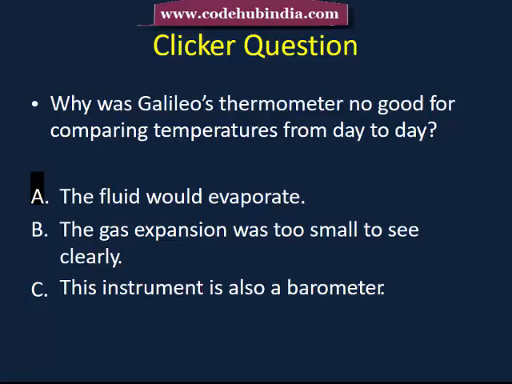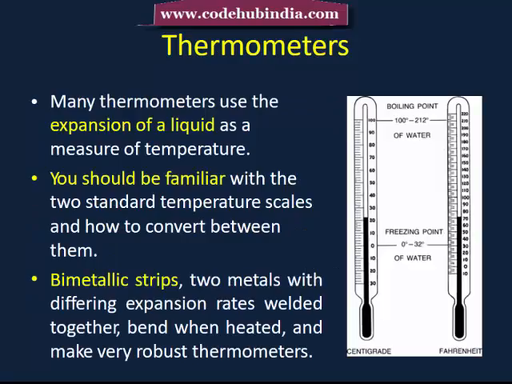The reason is that the fluid would evaporate. The fluid considered in the Galileo thermometer evaporates at normal temperatures of the environment. It is limited for reading. The range of temperature reading is limited since it is gas expansion. That instrument is also called the barometer. Now the thermometer has arrived.